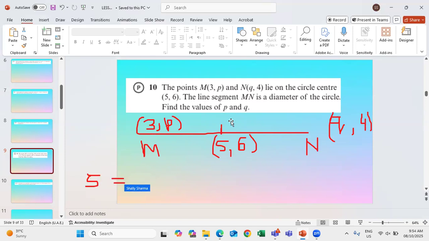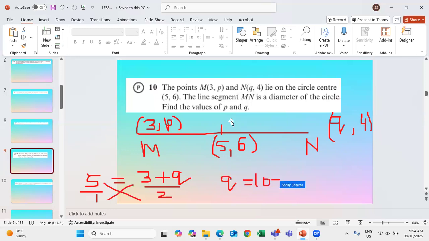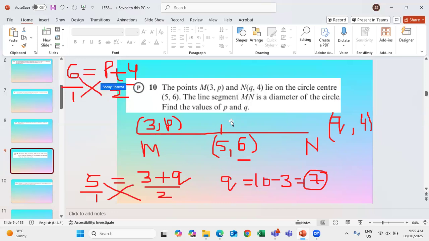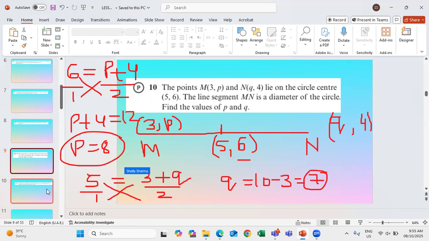The midpoint x value is equal to (3 plus Q) divided by 2, which is 5. So from here I will find Q, which is 10 take away 3, and that is equal to 7. Then we have to find P. The other is the y value, which is given as 6. So 6 is equal to (P plus 4) divided by 2. You can solve it. P plus 4 equals 12 and P is equal to 8. This way you can complete the question.